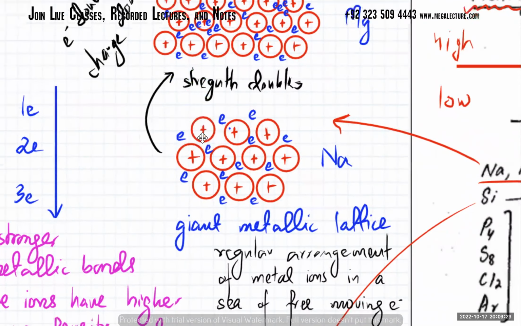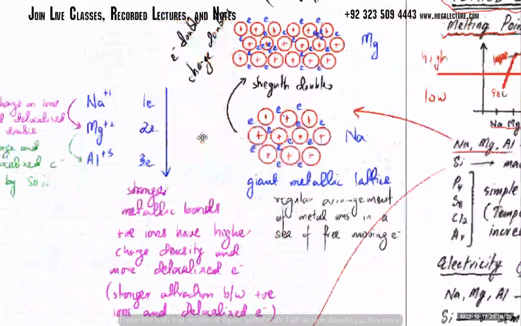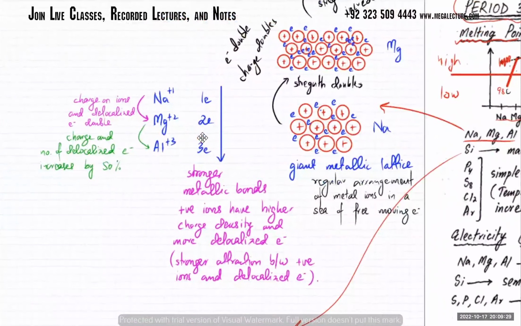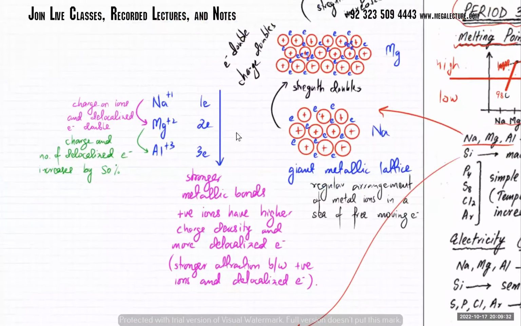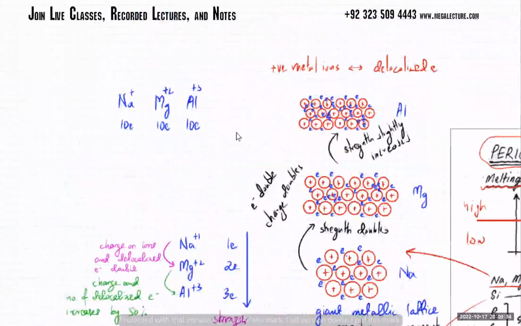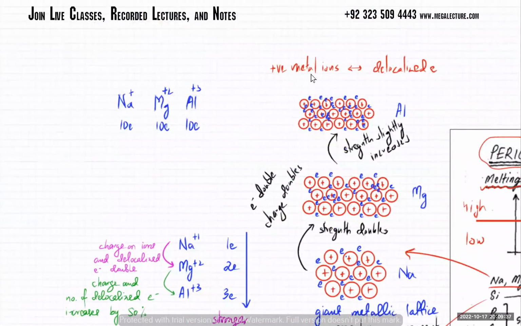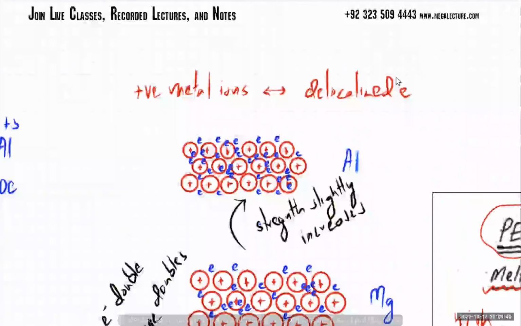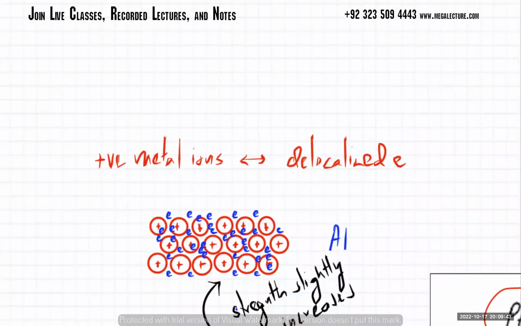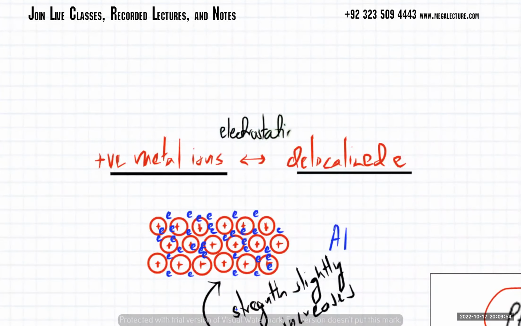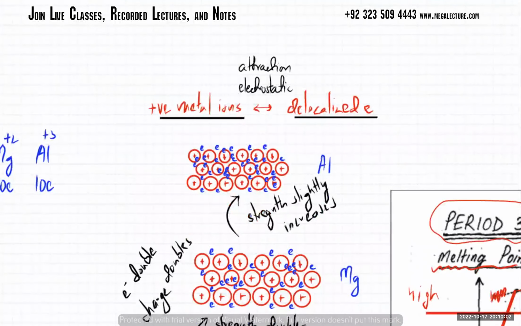So basically, the force of attraction that you have in a metallic bond is the force of attraction that exists between positive metal ions and the delocalized electrons. Okay, so that is what the force of attraction is. And there's going to be an electrostatic force of attraction that exists between them.